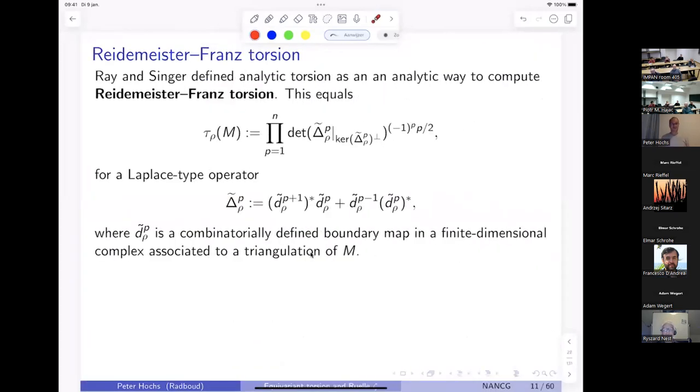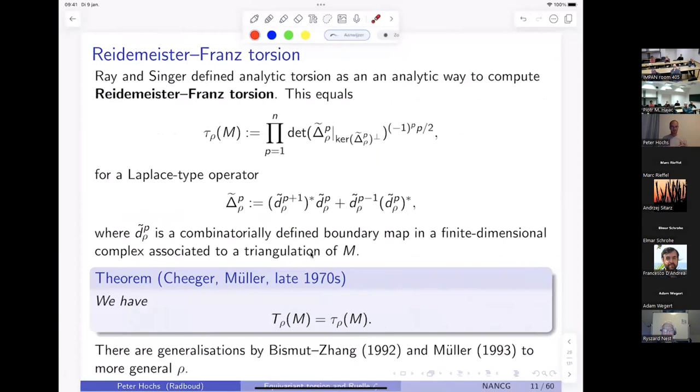So Ray and Singer wanted to find an analytic way to construct this number, just like de Rham cohomology is an analytic way to construct cohomology. They didn't prove the equality, which was highly non-trivial. This was proved by Cheeger and Müller independently in the late 1970s, that this analytic version of torsion really equals this combinatorial version of torsion, Reidemeister-Franz torsion. This was applied, for example, to classify lens spaces. So this is a refined topological invariant that is used for things.